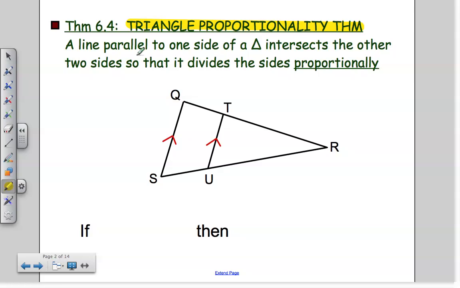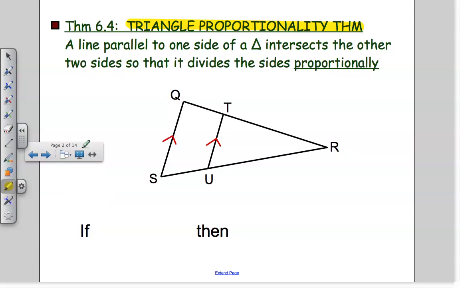You notice in this case, a line parallel to one side of a triangle. This is this line, TU, parallel to a side of the triangle, QS. You notice they're parallel by the marks. If it intersects the other two sides, it divides them proportionally. A line parallel to one side divides these two sides into proportional segments or proportional parts.